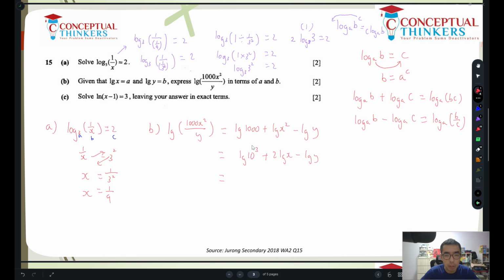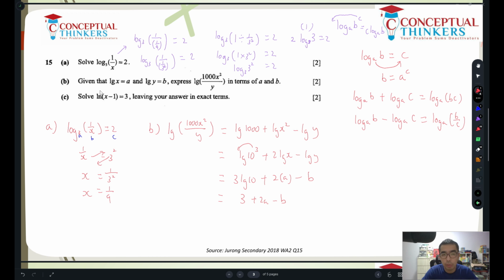So this will give me, bring out the power, 3 lg 10 plus 2a. Now y will give me b. Okay, so here lg 10 is 1, so this will give me 3 plus 2a minus b. So this will be the answer that you can use for part B by applying the product rule and also the quotient rule.